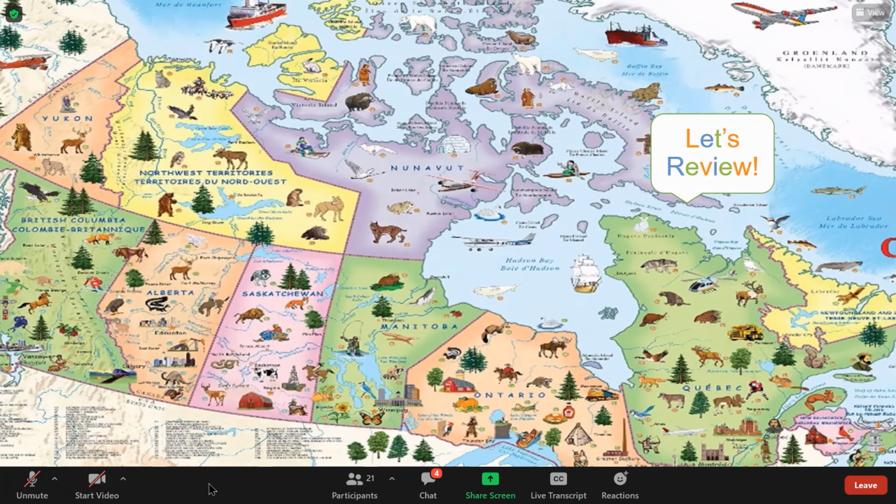It's very important to remember all the names, please. It's very important to know the 10 provinces and the 3 territories, their capitals, and the area of Canada. It's about 10 million square kilometers, and the population is a little bit less than 38 million people.